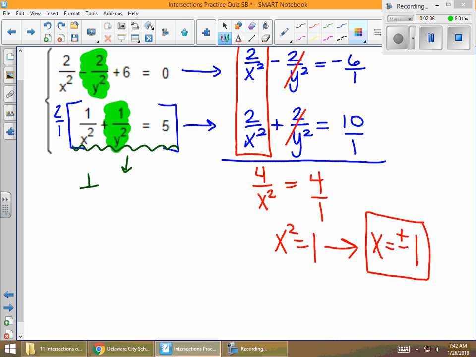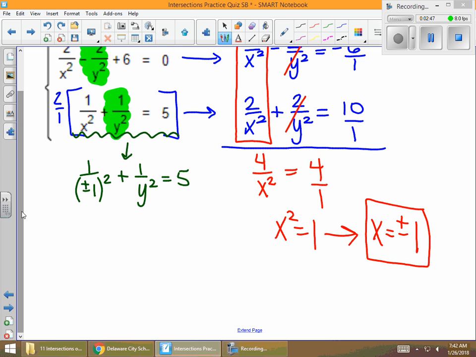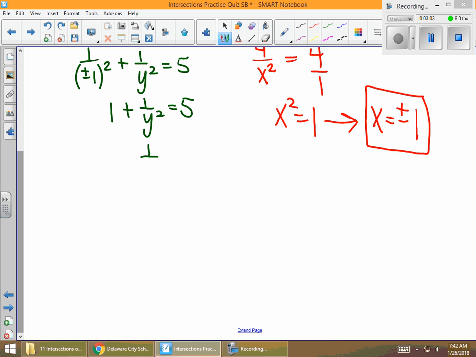So I have 1 over, and since I'm squaring it, it doesn't matter if I put the positive or negative 1 in. So I'm going to put that in together. I have 1 over, positive 1 squared is 1, negative 1 squared is 1. So that whole fraction is just going to turn into 1 over 1. I'm going to subtract, so 1 over y squared equals 4 over 1. Then 1 equals 4y squared. Cross multiply with that equal sign in between.